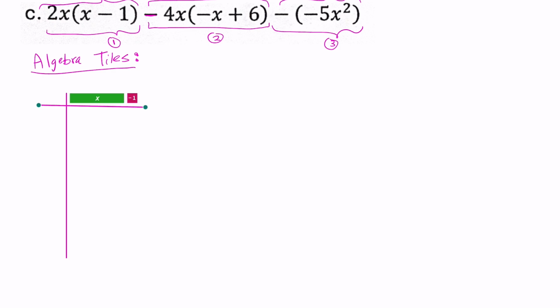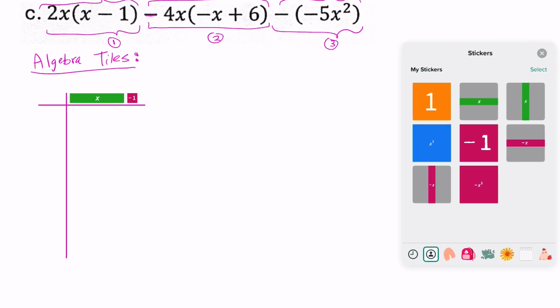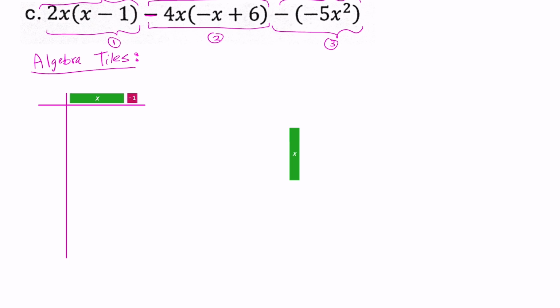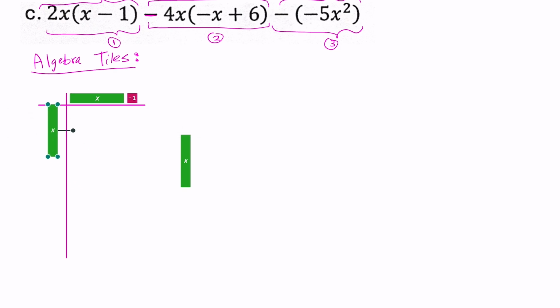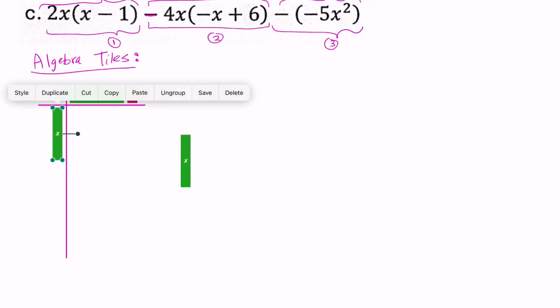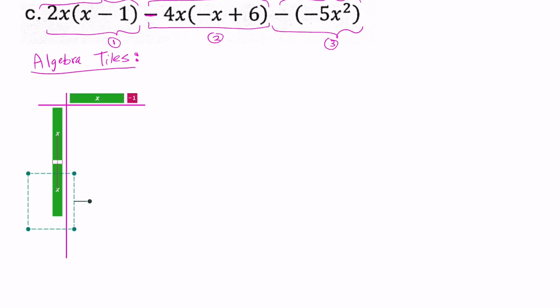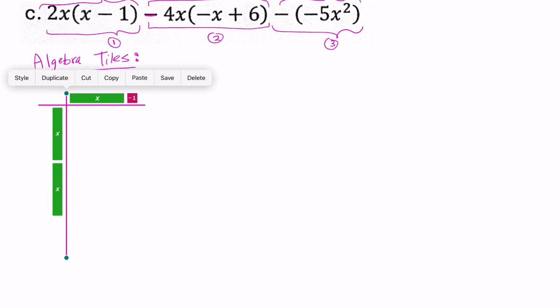And then for my width, I have 2x right here. So I'm going to go back to the little stickers and grab 2 x's, so 1, 2. These are the tiles that I need. And so I have 1 x there, and here is my second x. Nice. So now that I've done that, let me go ahead and fill in the area.